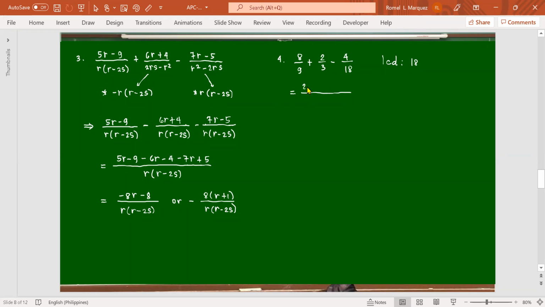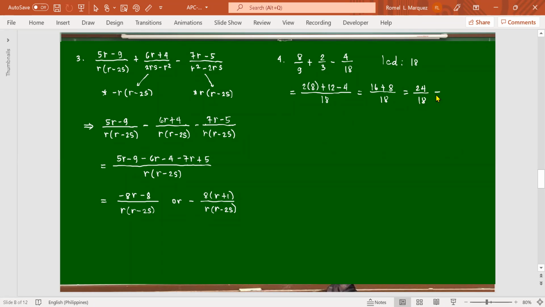So 2 times 8 plus 18 divided by 3, 6 times 2, 12. Okay? Minus 18 divided by 18, 1 times negative 4, so minus 4, all over 18. So that is 16 plus 8, no? All over 18, and then 24 over 18.